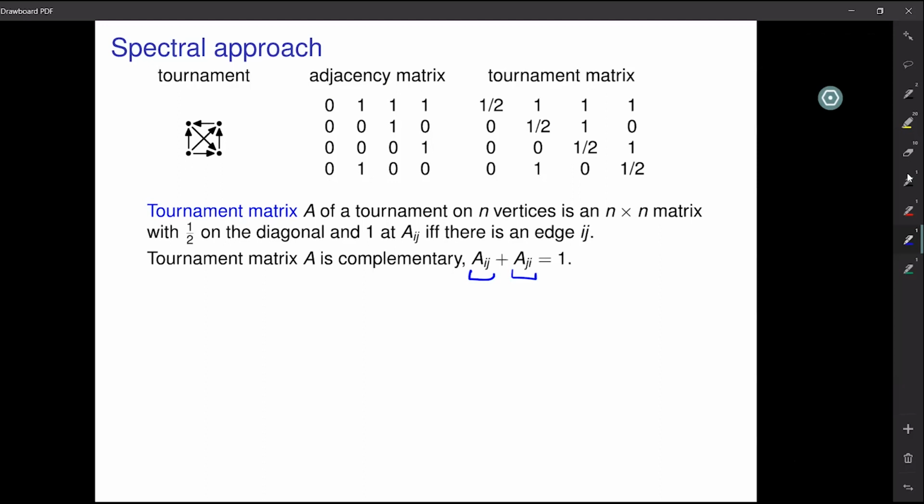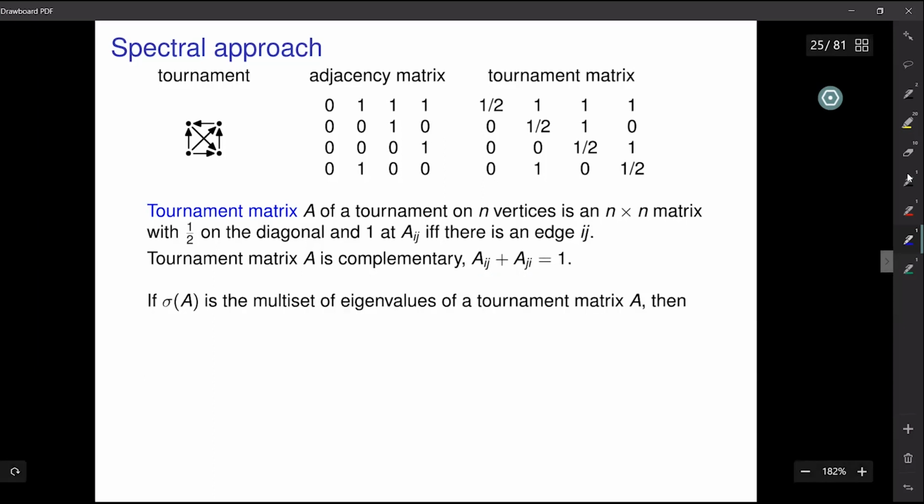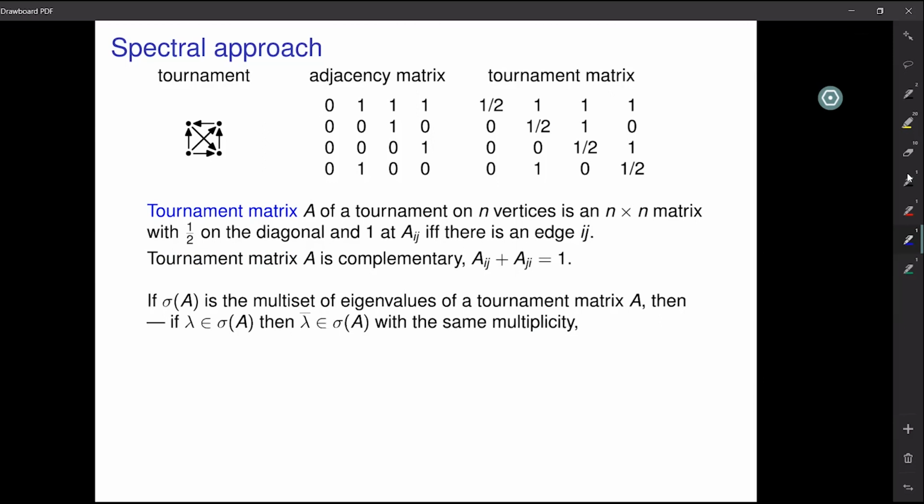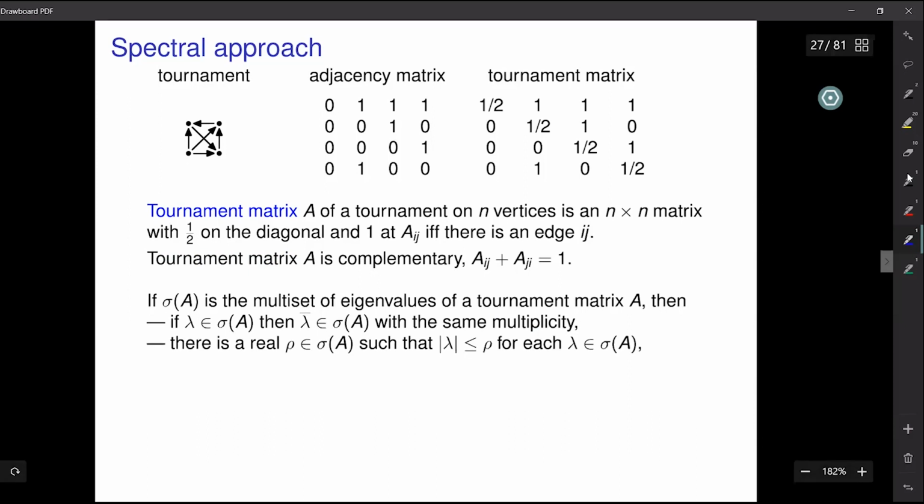This is a nice property because all matrices with this property have nice spectral properties. If you take the eigenvalues, then if one eigenvalue is in the spectrum of this matrix, its complex conjugate is also in the spectrum with the same multiplicity.